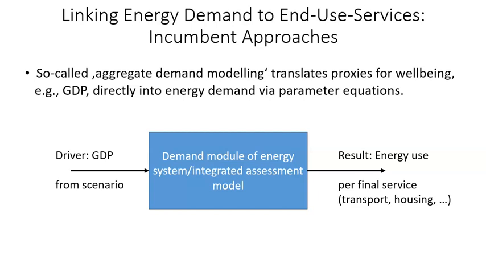In incumbent energy system models, we often use aggregated demand modeling. So we have a driving variable, this is often GDP, and then we have a simple function with some parameters that translates the GDP directly into the resulting energy use for final services like transport and housing energy use. But of course, to have this chain in detail, you would have to study many more steps in the middle, and this is what we are doing in industrial ecology.